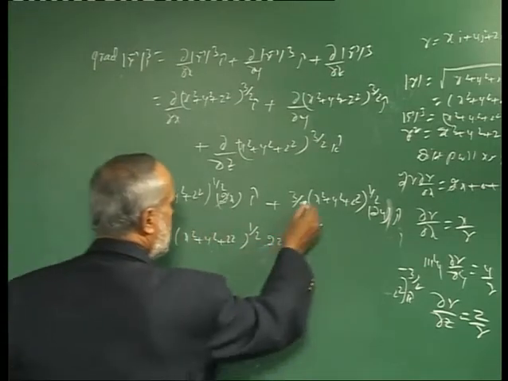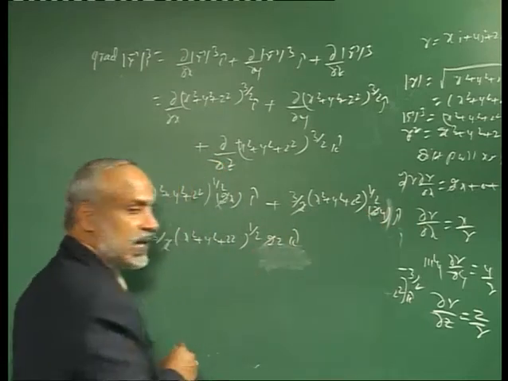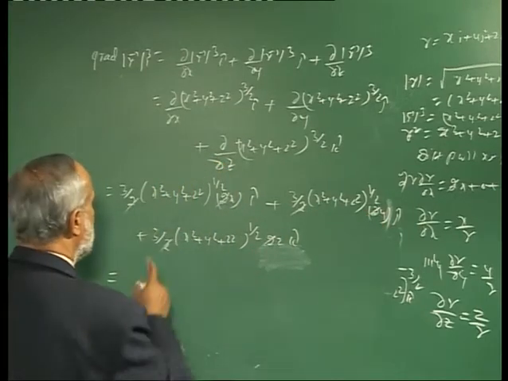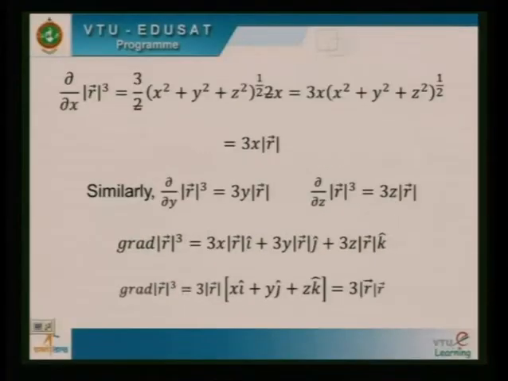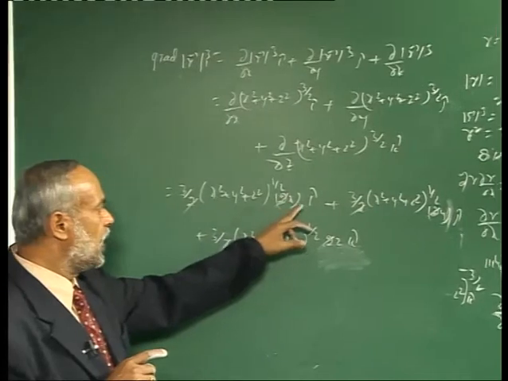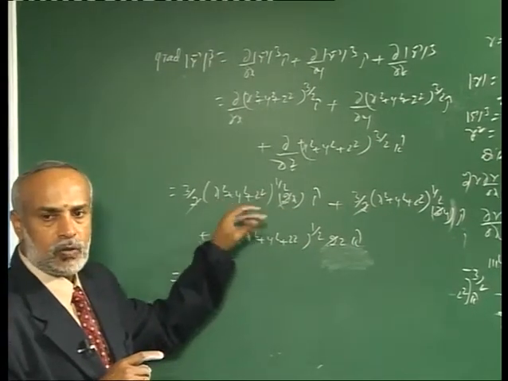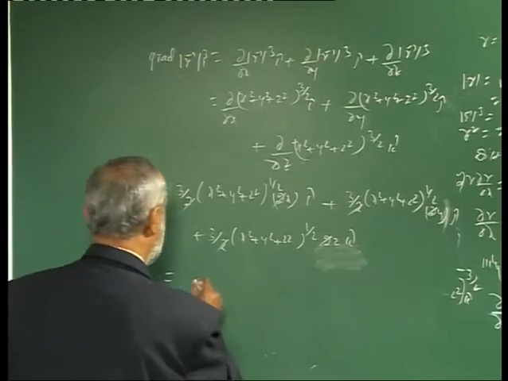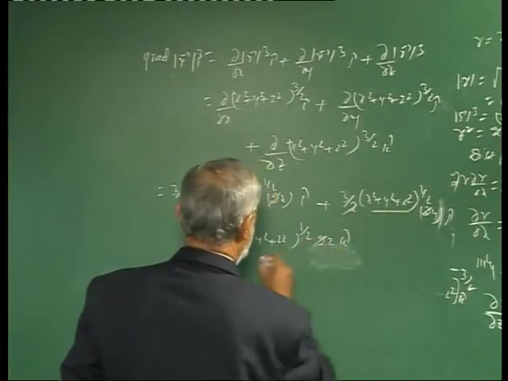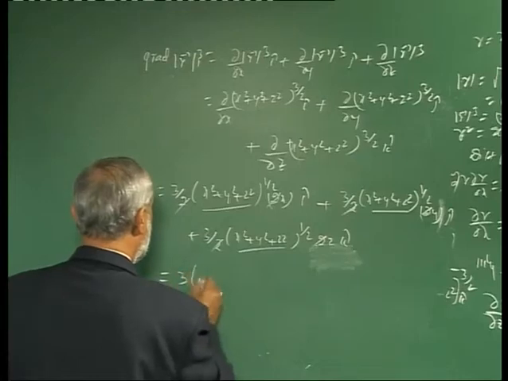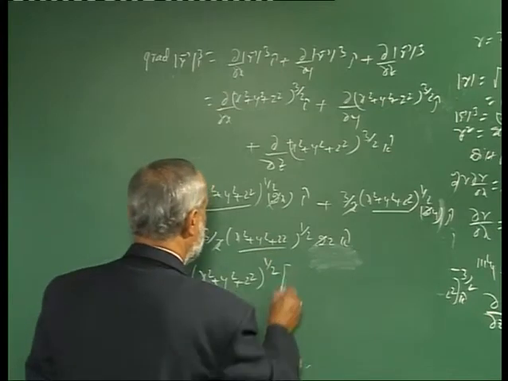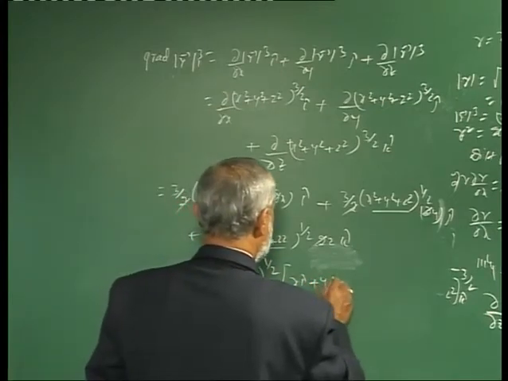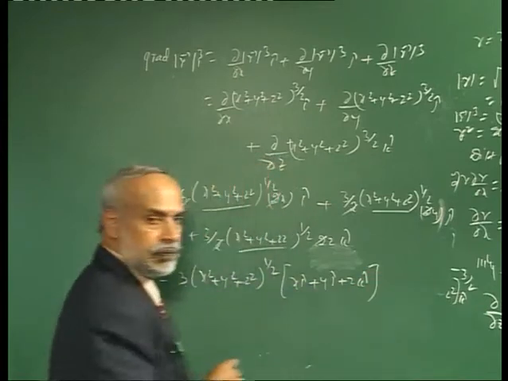Here the 2 and 2 will get cancelled, in each term. This is equal to x square plus y square plus z square whole to the power of 1 by 2 into x i. You can take common x square plus y square plus z square whole to the power of 1 by 2, because it is the same in each term. You can take 3 x square plus y square plus z square whole to the power of 1 by 2, and the remaining term is x i cap plus y j vector plus z k vector.